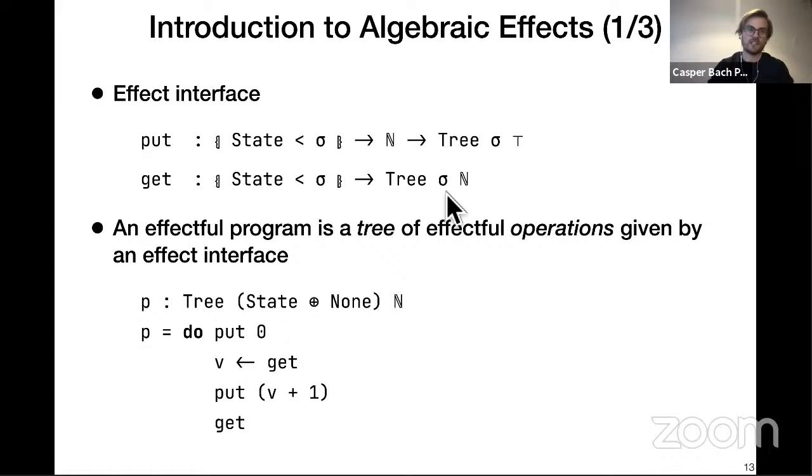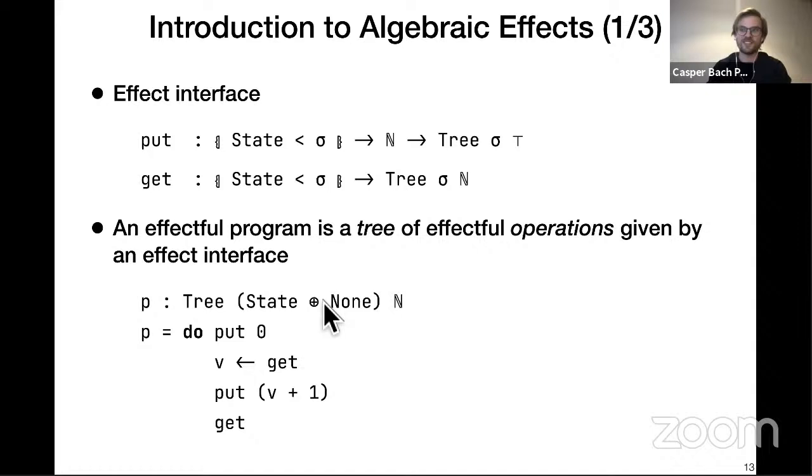So an effectful program is a tree of effectful operations given by an effect interface. So here I have a program P, which has effects that are either described by state or described by none. Here none is an effect interface that doesn't contain any operations. But there's a reason why I formulated it in this way. That's because when the time comes to define a handler in a bit, the handler will expect my tree type to have this form.